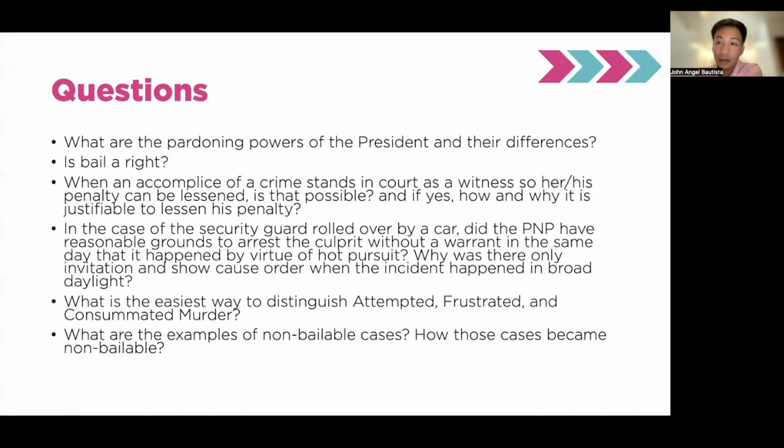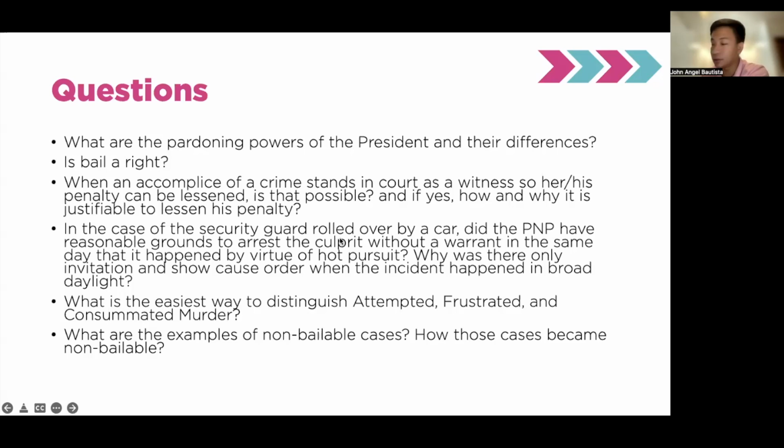Is bail a right? Yes, we have already discussed. I think we have discussed this last week. When an accomplice of a crime stands in court as a witness, his or her penalty can be lessened. Is that possible? And if yes, how and why is it justifiable to lessen his penalty? Actually, a person can apply as a state witness and not really be prosecuted to begin with. Pwedeng hindi siya makasuhan, basta he or she agrees na maging witness siya ng state, provided na hindi siya yung pinaka-guilty sa kanilang lahat. Anyone really who has prior knowledge of the case can be state witnesses. So, yeah. Next.